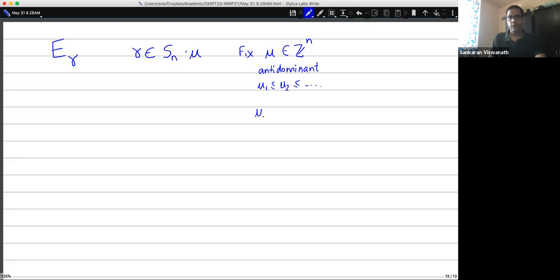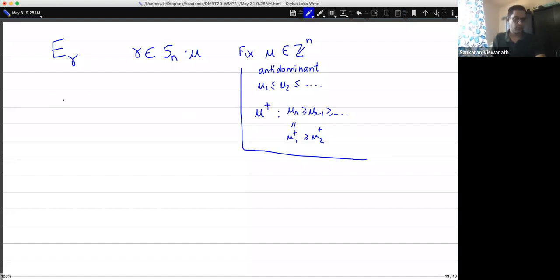And I'll call its dominant conjugate mu plus. So mu plus is just mu sorted in descending order. I mean, the first part of mu plus is mu plus 1 and so on. Okay, so let me fix a mu, and for the moment, look at all the Macdonald polynomials of the form E gamma, where gamma is a rearrangement of mu. You permute the elements of mu.